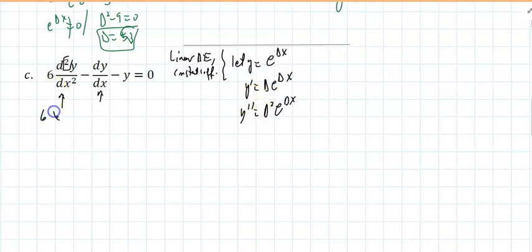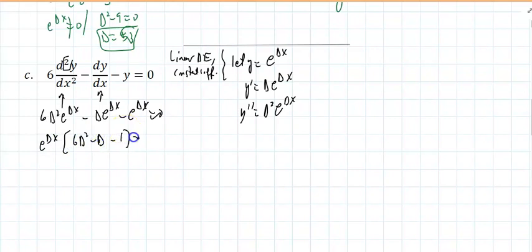So 6d squared e to the dx minus d e to the dx minus e to the dx equals 0. You'll notice they'll always have e to the dx. And we know that e to the dx can never be 0. So it must be that 6d squared minus d minus 1 equals 0.